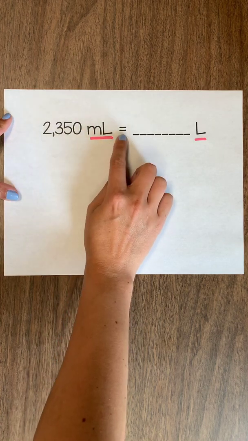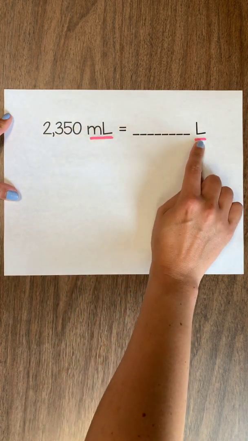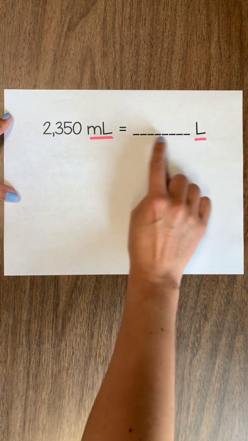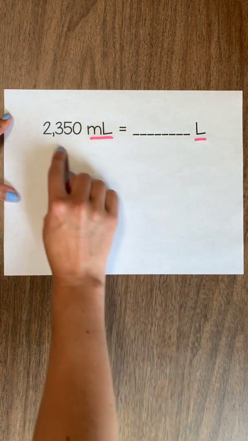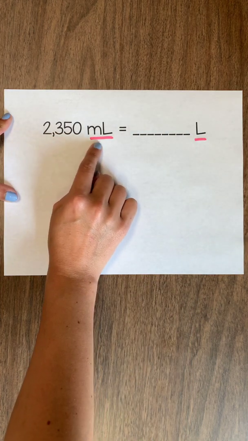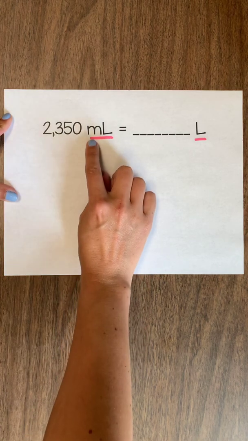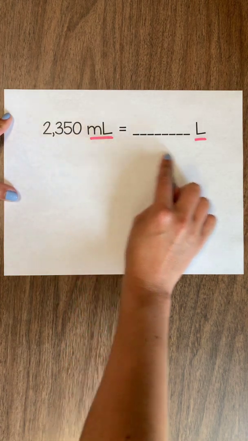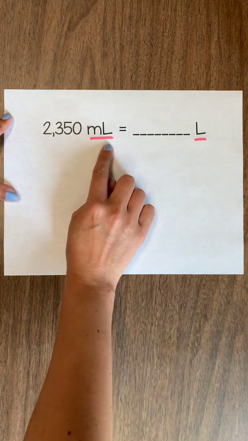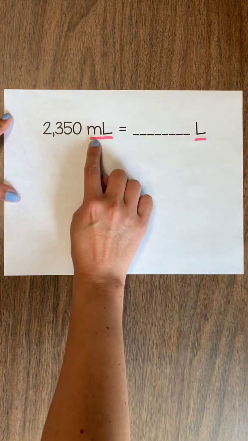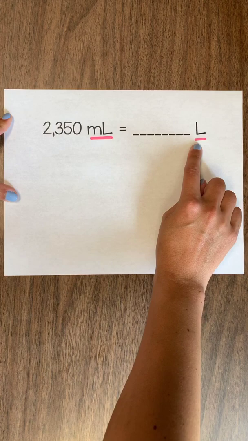2,350 milliliters is equal to blank liters. So we need to figure out how many liters is equal to 2,350 milliliters. So the first thing you're going to want to do is look at your units. So we're going to go from milliliters to liters. Milliliters are small, liters are big. So we're going from a small unit to a big unit.